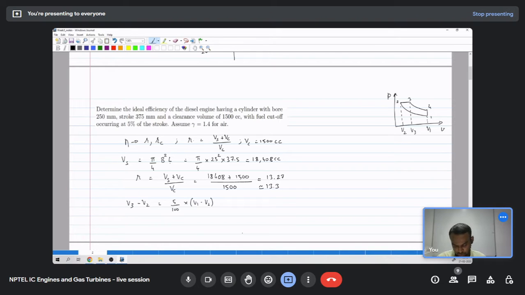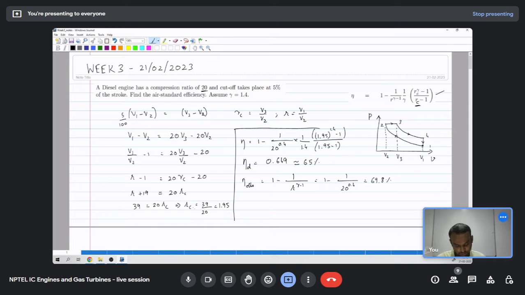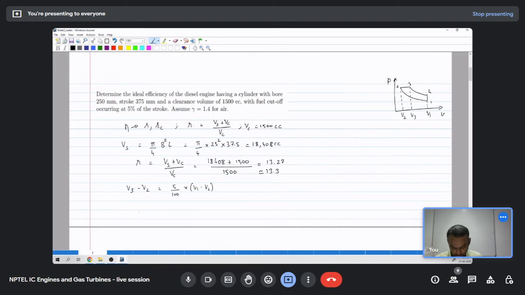So we can do the same thing as we saw in the previous problem. So now finally we will have 39 equal to 20 rc, or we'll have this relation. So that is r plus 19 equal to 20 rc. So we will have the compression ratio 13.3 plus 19 divided by 20.